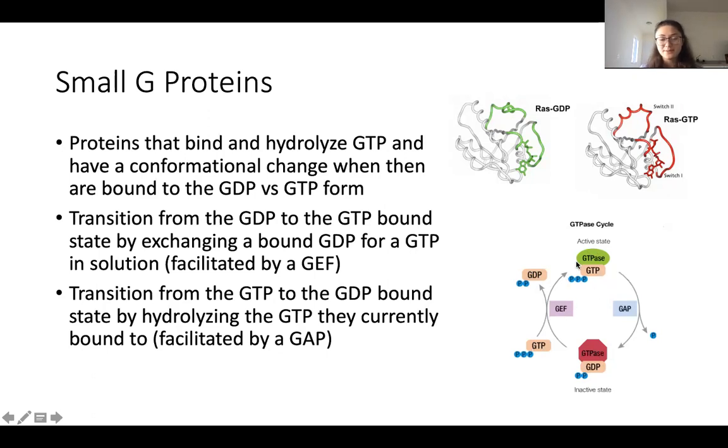So now it's in its GTP bound form, but when we transfer back from GTP to GDP, we're just going to hydrolyze the GTP that we already have. We're still holding on to the same molecule, we're just cleaving off that last phosphate. And that can be facilitated by GAP, which is a GTPase activating protein. Like I said, these small G proteins are enzymes, so they are capable of doing this hydrolysis step, but they're not very good at it. So the GAP is going to help stabilize that transition state even more and make it a more favorable reaction.